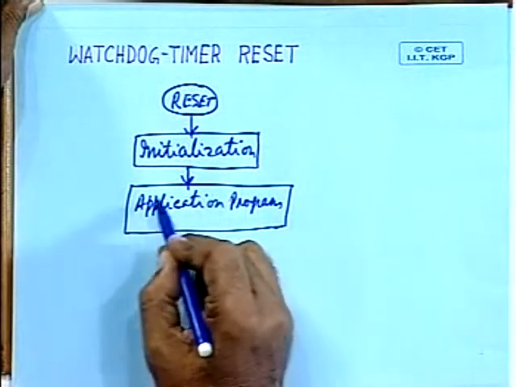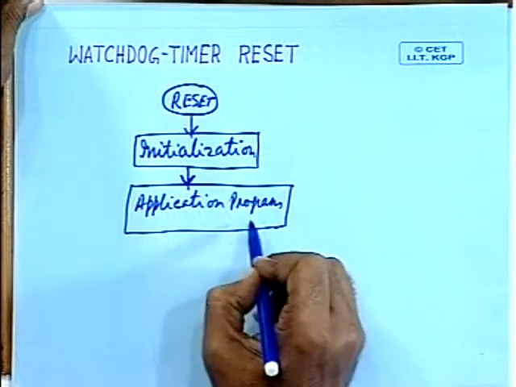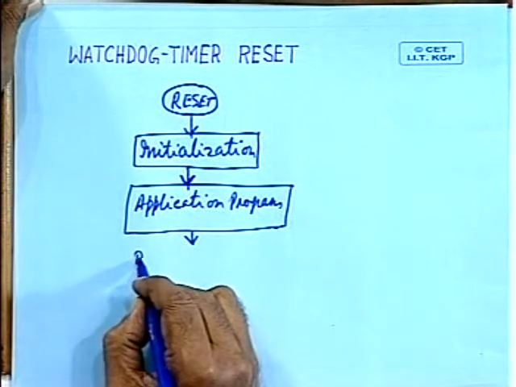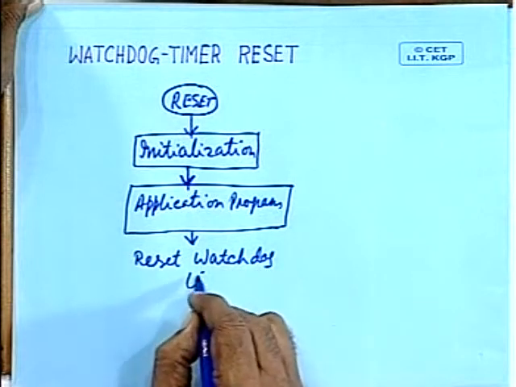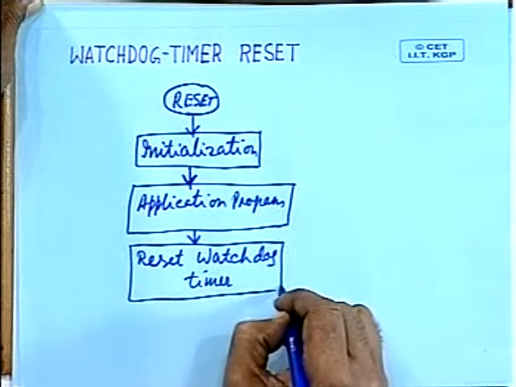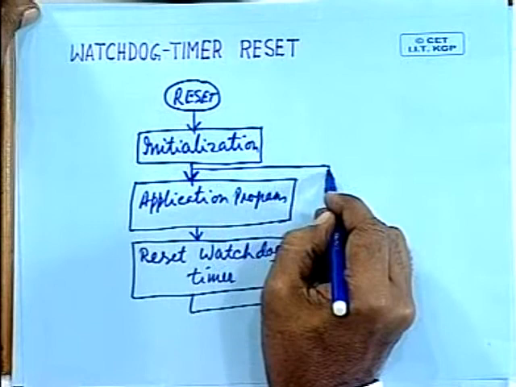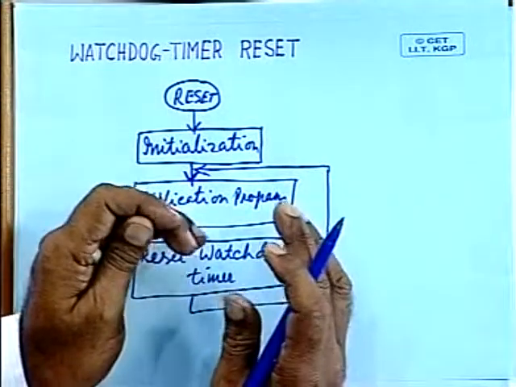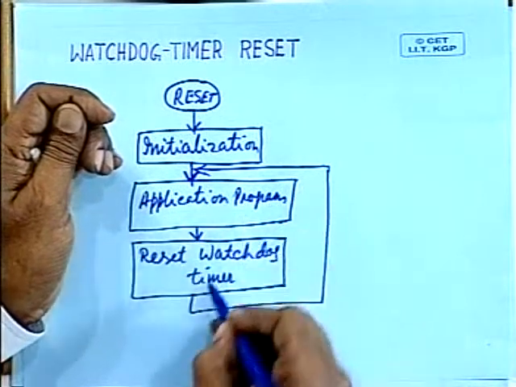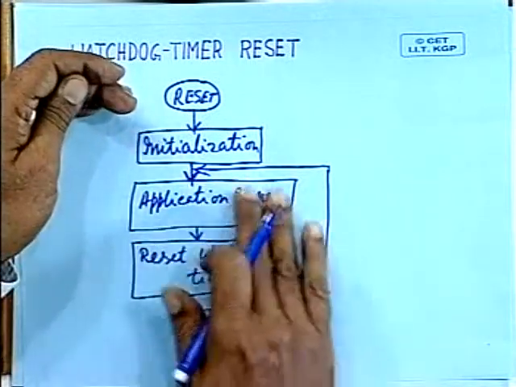So after each execution of this application program, what you do, there is a timer which you reset, and that timer is known as watchdog timer. Watchdog timer is reset, and after that it goes to this point. It keeps on looping. So you see, after each iteration of the application program, it resets the watchdog timer, then goes back to the application program. This resetting is acting as a resettable monostable multivibrator. But suppose it does not execute the application program, then resetting will not take place. Then what will happen?